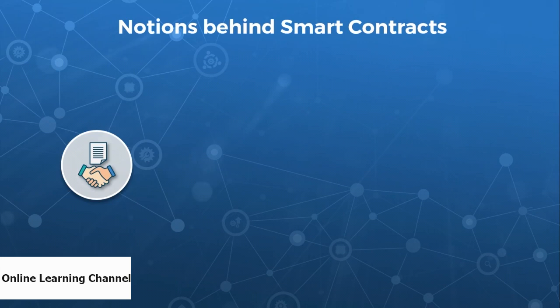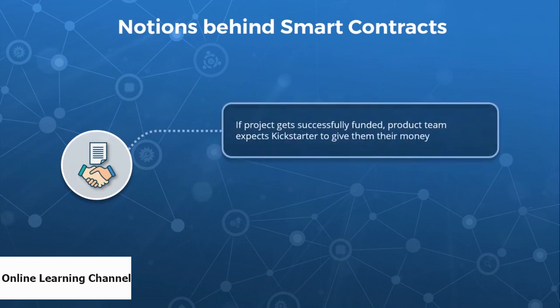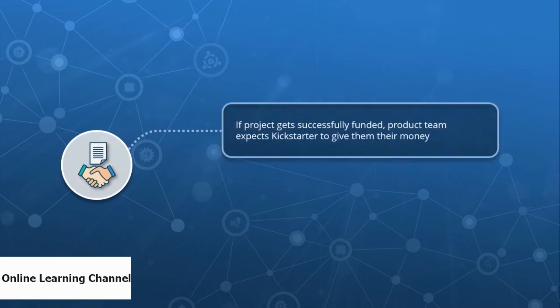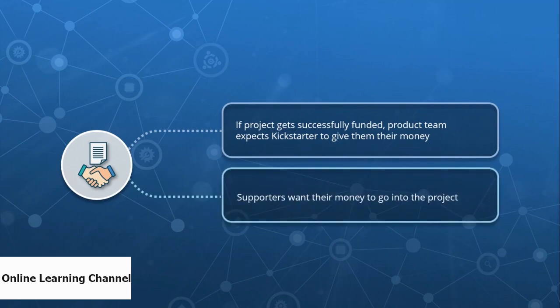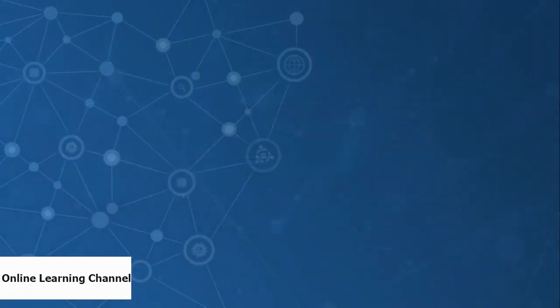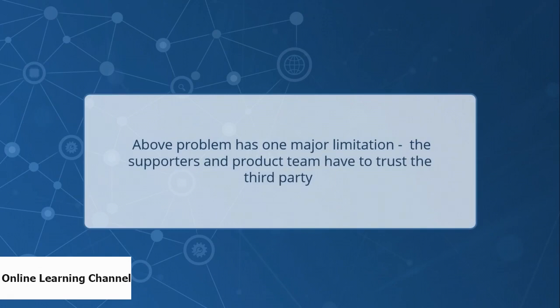So in such a situation, the product team expects Kickstarter to pay them if the project is successfully funded, and the supporters want their money to go into the project. There is, however, one major issue with this setup. Specifically, both the supporters and the product team have to place their trust in the third party, which is Kickstarter.